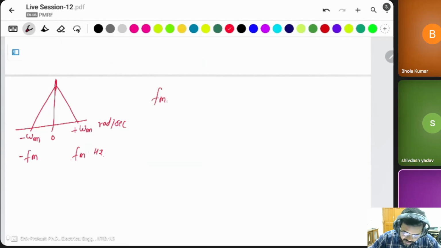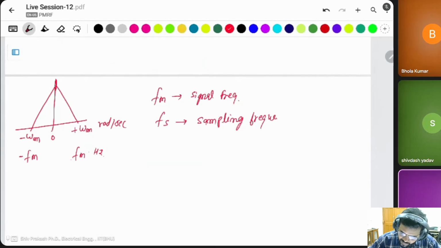Written as FM, the signal frequency, the periodic signal frequency, and Fs is the sampling frequency. The sampling function is like delta nT. This is the summation of n equal to minus infinity to plus infinity of delta t minus nT.